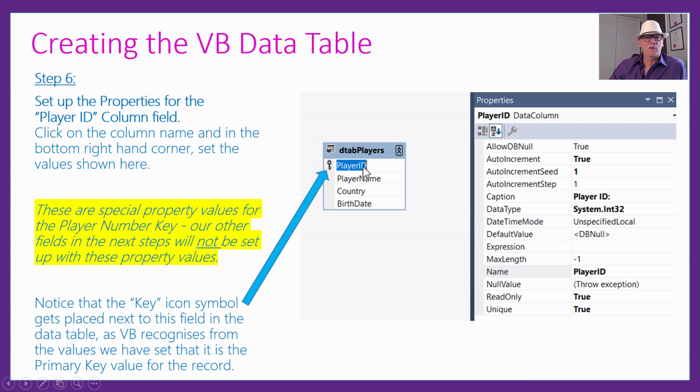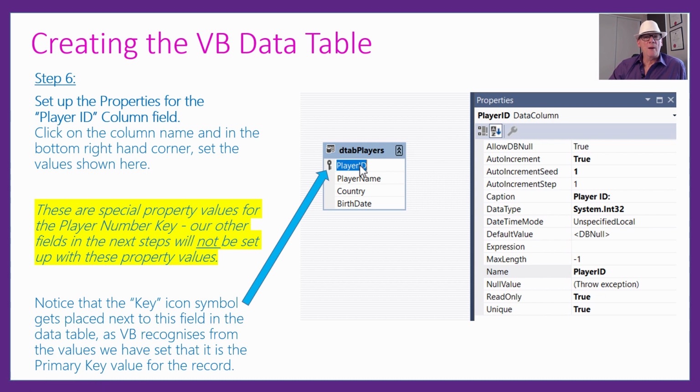So for player ID, that's the first one. If you click in that one, down the bottom right-hand corner of your solution screen, as usual, you should see the properties for that, just like you'd see if you clicked on a form or a text box. You'd see all the properties for the text box or the button. These are all the properties for the player ID field we've set up.